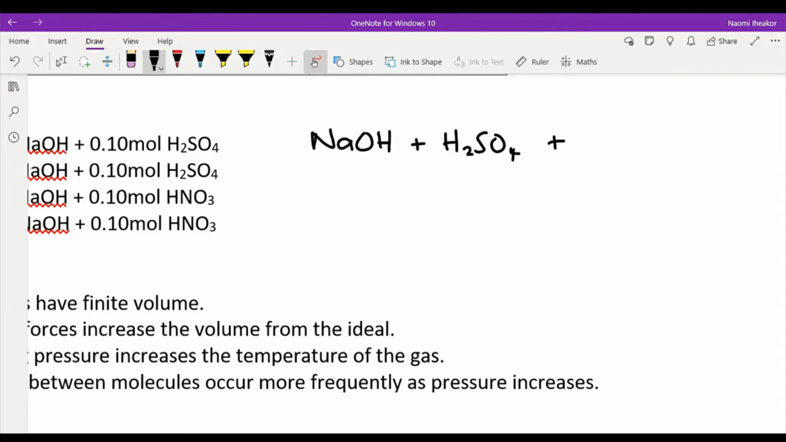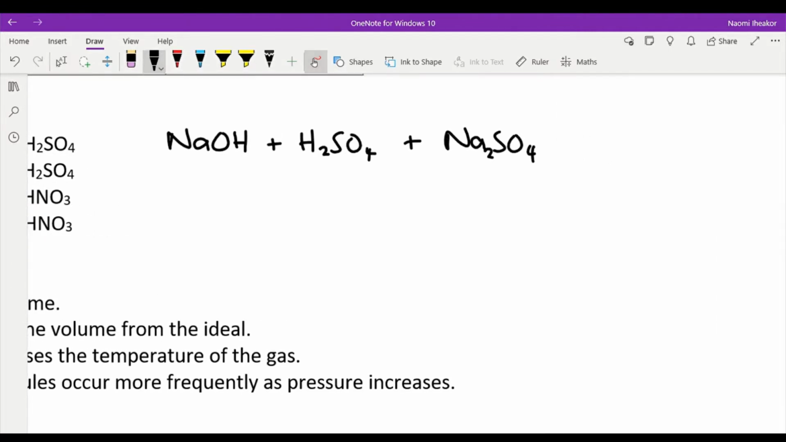So to form our salt, we need the positive ion from our base, which is Na+, and we need the negative ion from our acid, which is SO4 2-. So you need to remember your polyatomic ions. So we combine those together to get our salt. So it's NaSO4. However, because we've got 2-, that means it needs to be Na2SO4. And then obviously water is the other product, so plus H2O.